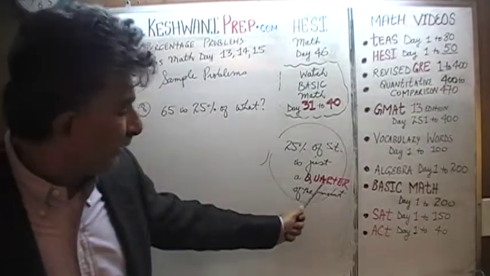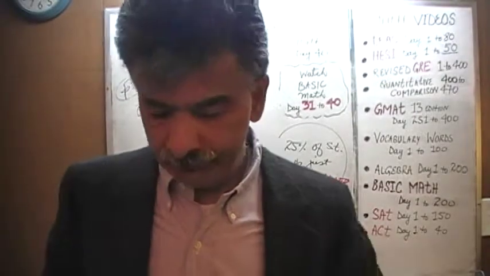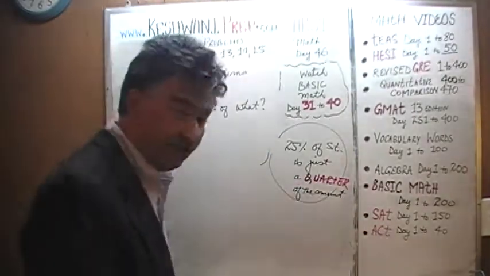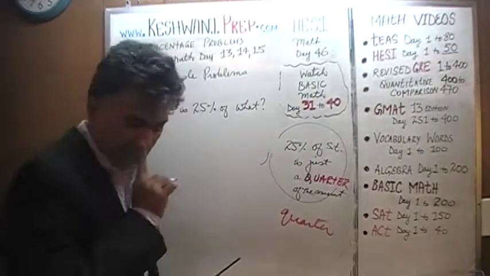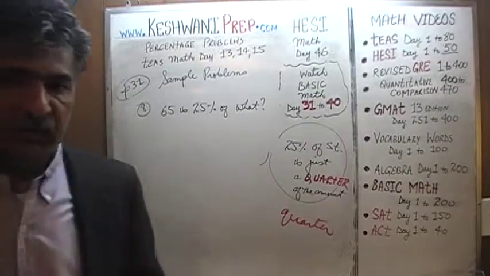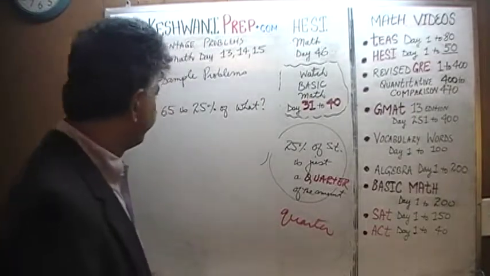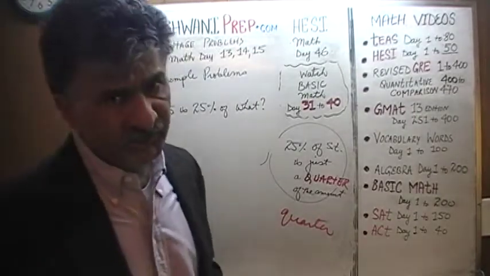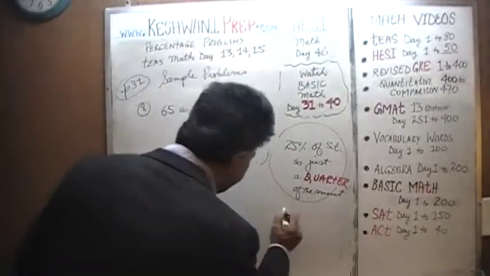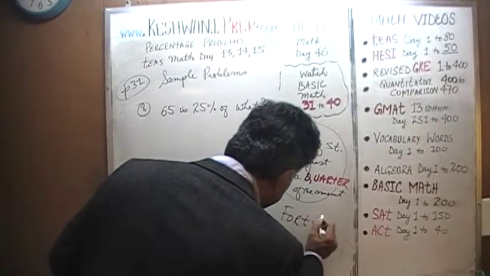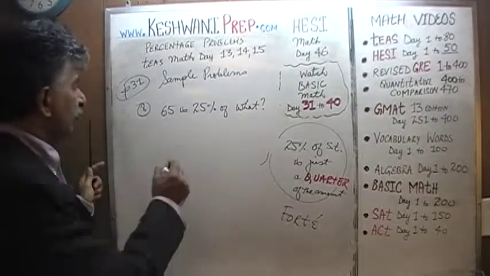I shouldn't have written in capital letters because now it gives it away. I don't know how to spell quarter. But that's what I'm trying to say here. Quarter. I'm not sure. Spelling is not my forte, you understand?